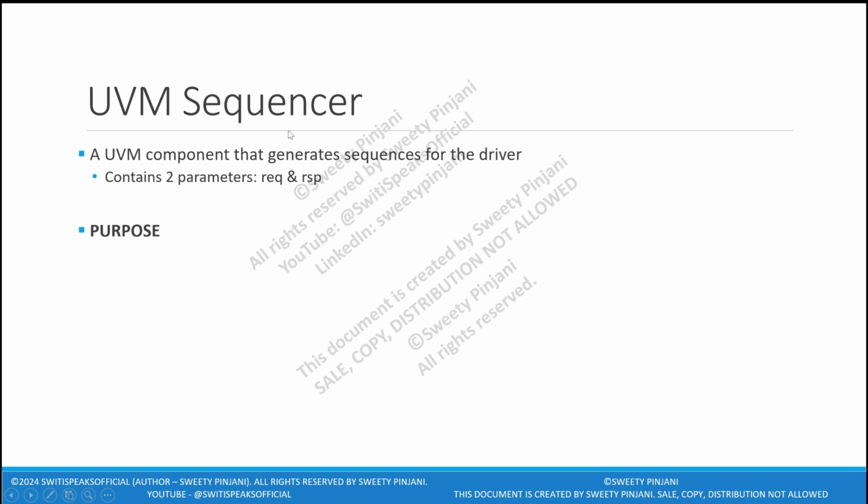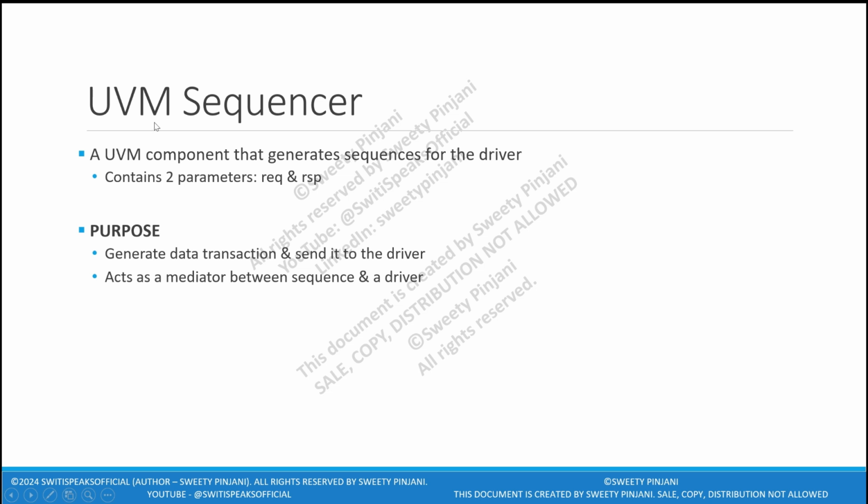What is the main purpose of UVM sequencer? I already told you it has to generate the transaction and send that transaction to the driver. And later on, the driver is going to convert this transaction into the pin wiggles which are understandable by the DUT and drive the DUT.